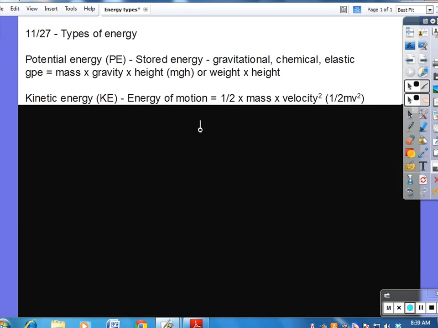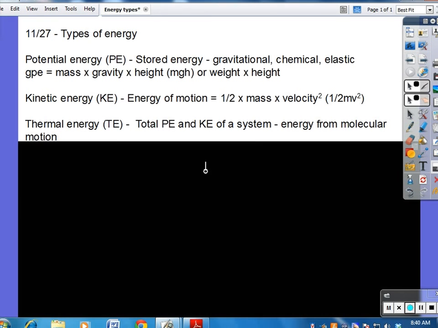So then obviously the next type of energy is kinetic energy, which is known as KE, and that's energy of motion, or 1/2 times mass times velocity squared, or 1/2 mv squared. One thing to note as far as the math of kinetic energy goes, the velocity is the only thing that's squared. You don't square the whole thing. So I tend to calculate this backwards, where I'll square the velocity first, then multiply the mass, then either divide by 2 or multiply by 0.5.